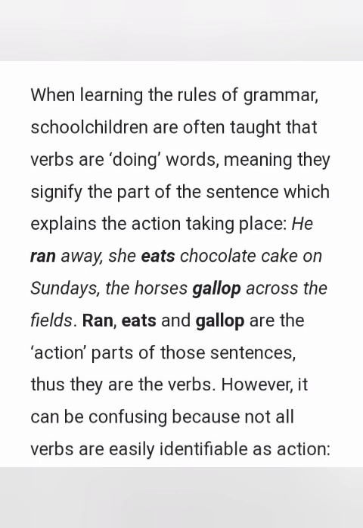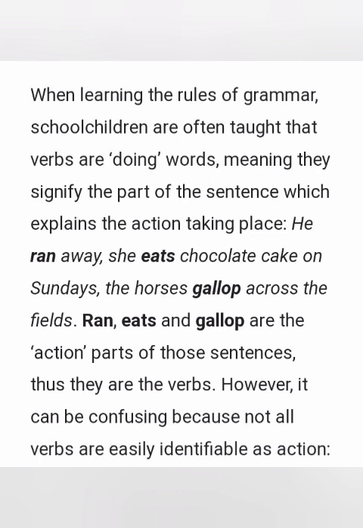When learning the rules of grammar, school children are often taught that verbs are doing words, meaning they signify the part of the sentence which explains the action taking place. He ran away. She eats chocolate cake on Sundays. The horses gallop across the fields. Ran, eats and gallop are the action parts of those sentences. Thus they are the verbs.